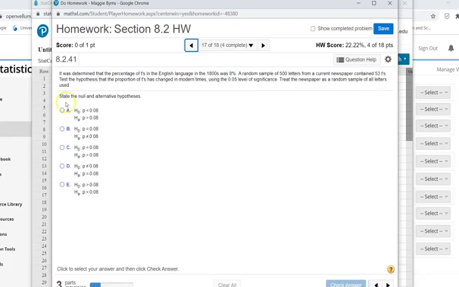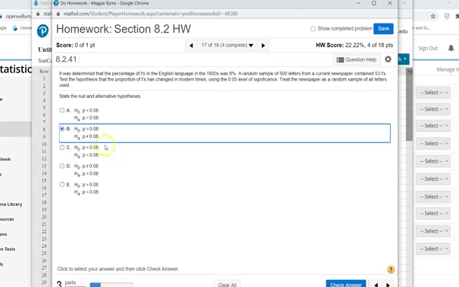All right, so let's see. What's the null and the alternative hypothesis? The null is that the proportion is still at 8%. The alternative is that the proportion of T's has changed. So once again, this is a two-tailed hypothesis test. So I'm going to pick choice B. Alternative is that P is not equal to 0.08.